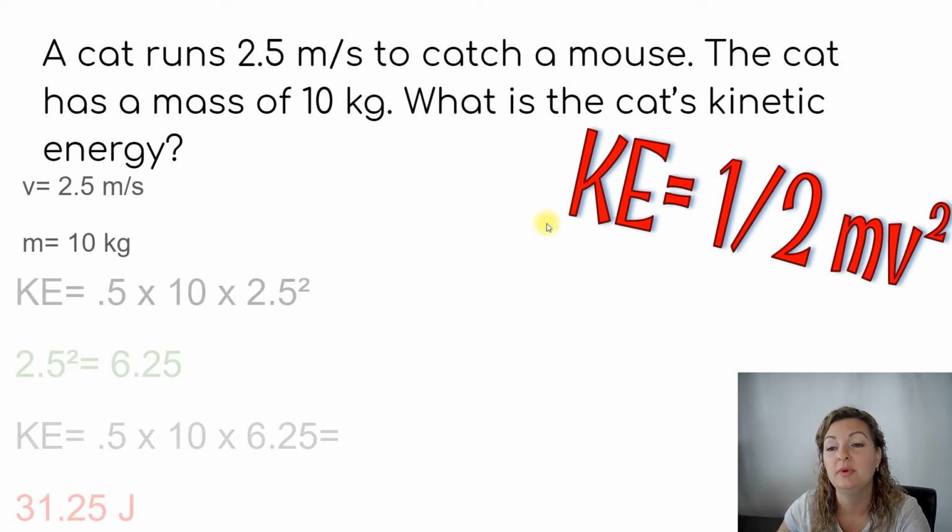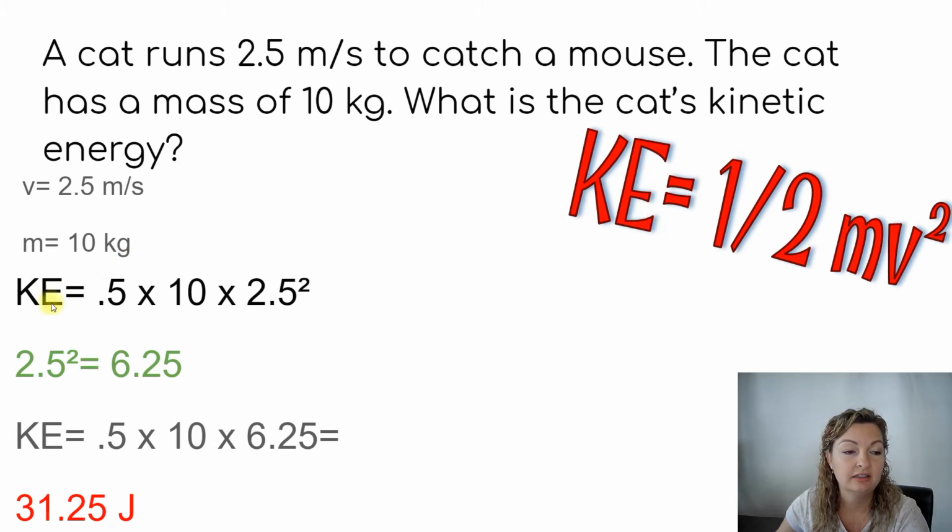If you go ahead and you write KE equals 1/2, now because we're doing this in a calculator, it's much easier to just go ahead and write 0.5. So I wrote 0.5 times m. Our m, we said, is 10 kilograms, so go ahead and do 10, times our v, and our v is 2.5. Notice how I'm substituting that all in order, but you cannot forget to square your v.